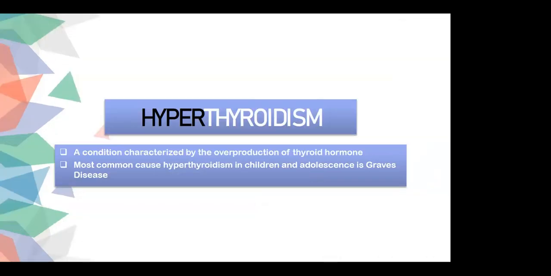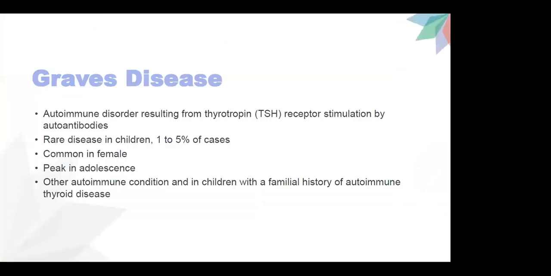So we move to hyperthyroidism. Hyperthyroidism is a condition characterized by overproduction of thyroid hormone. The most common cause of hyperthyroidism in children is Graves' disease. Graves' disease is an autoimmune disorder resulting from thyrotropin, TSH receptor stimulation by autoantibodies. This disease is rare actually, as it accounts for only 1 to 5% of cases. This disease commonly occurs in females compared to males, and it peaks in adolescence. This disease is also associated with other autoimmune diseases and is also present in children with a family history of autoimmune thyroid disease.